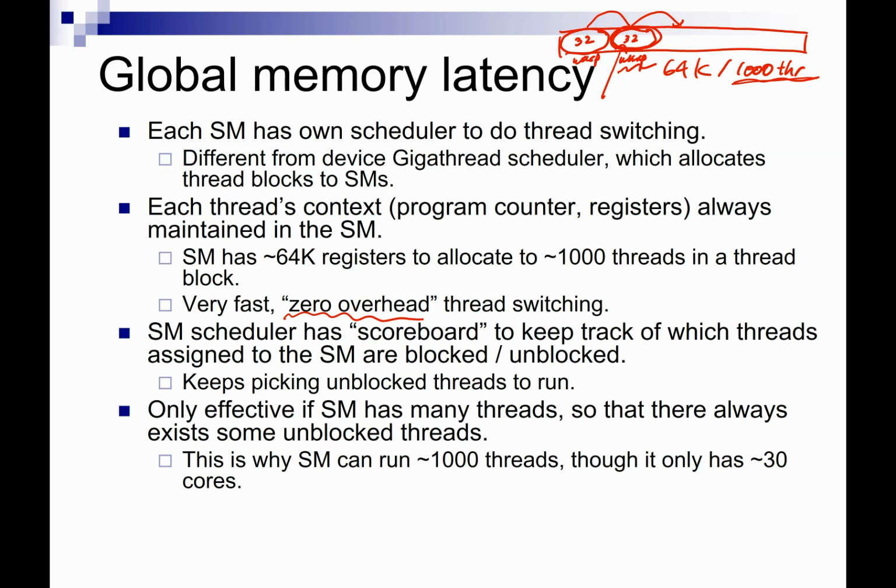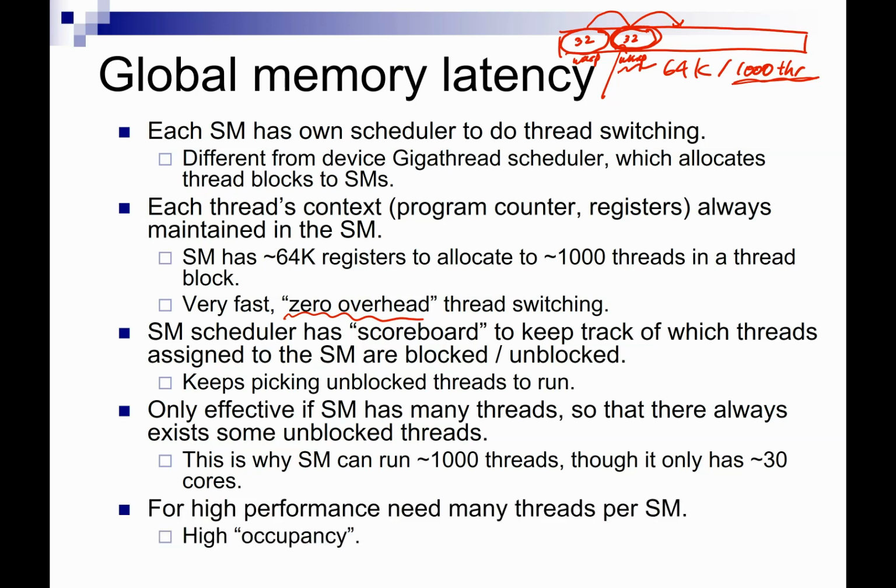Remember from the previous lecture that our goal in deciding things like block size or other parameters is to make sure that we can run as many threads as possible on an SM. Why do we need to do that? It's because we want to be able to achieve this massive multi-threading, which is used to hide the latency of the global memory. So we need a high occupancy.